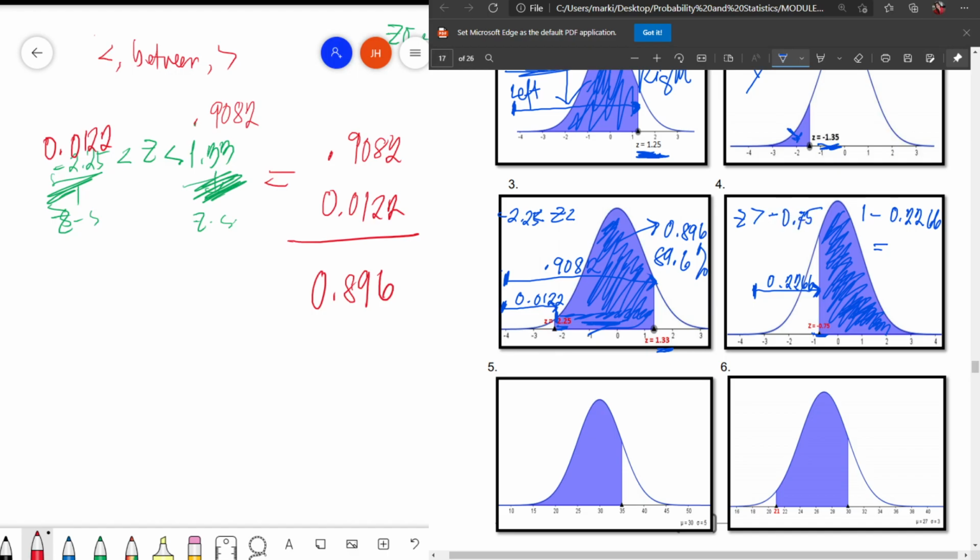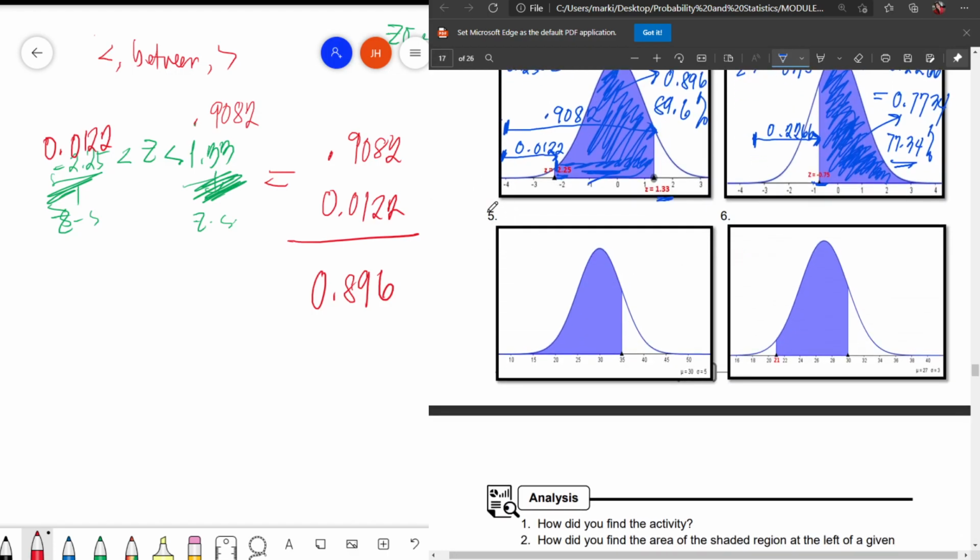So, 1 minus 0.2266. So, yung answer natin dito ay 0.7734. So, kaya itong shaded region na to, ito yung 77.34%. Okay? So, that is how you're going to get if it is greater than.